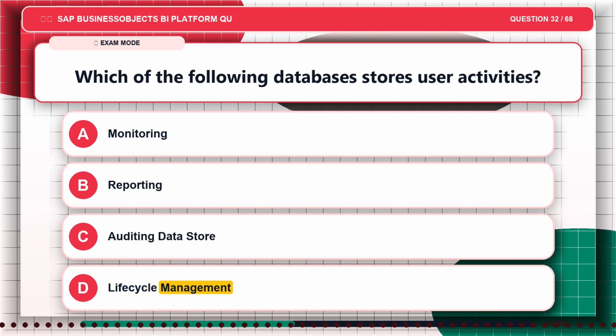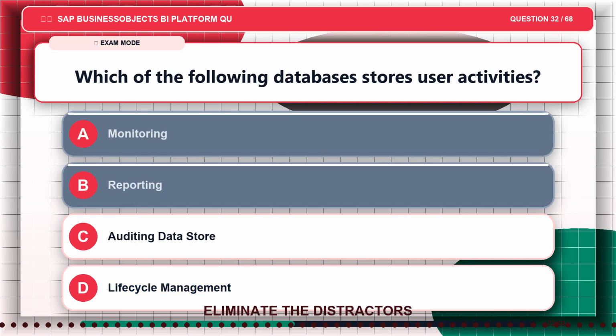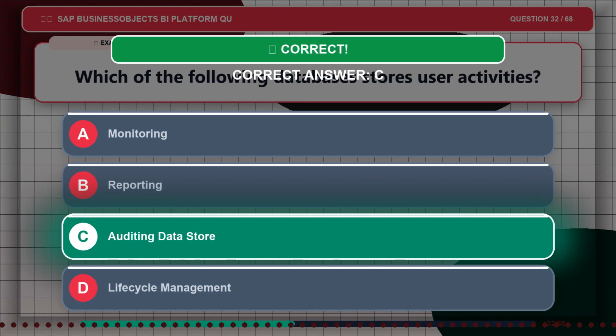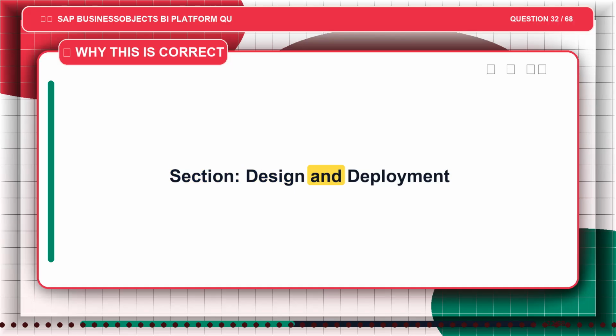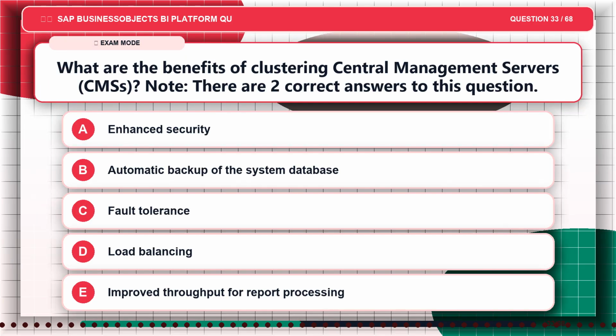Option D, Lifecycle Management. The correct answer is option C, Auditing data store. Section, Design and Deployment. Question 33. What are the benefits of clustering central management servers, CMSs? Note, there are two correct answers to this question.